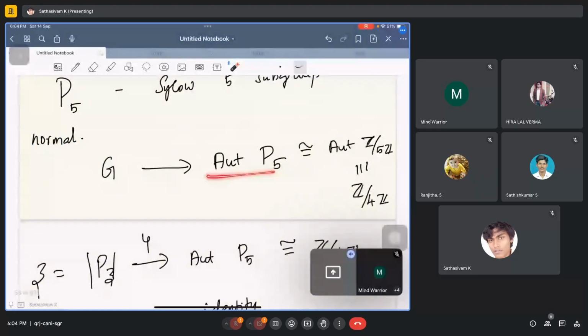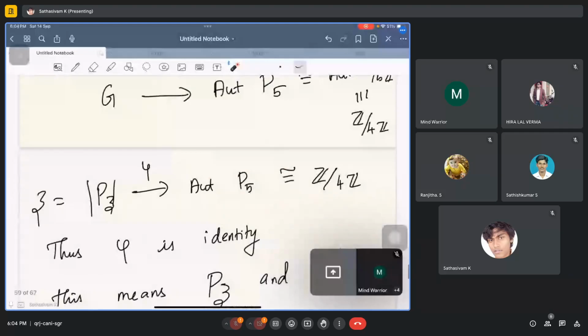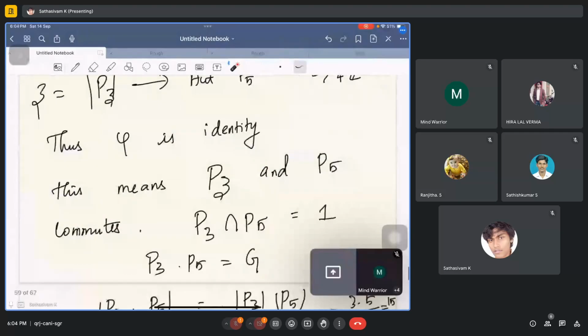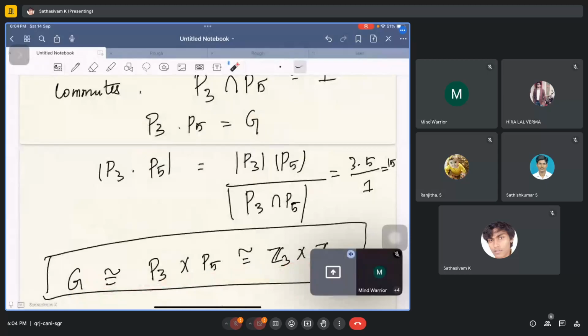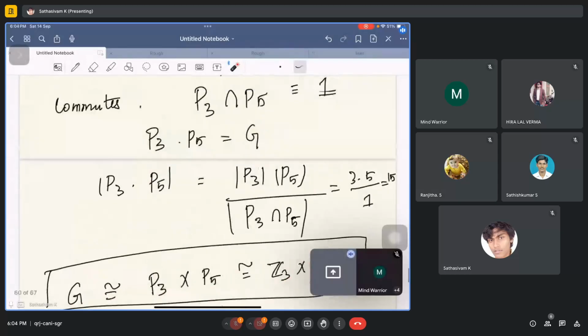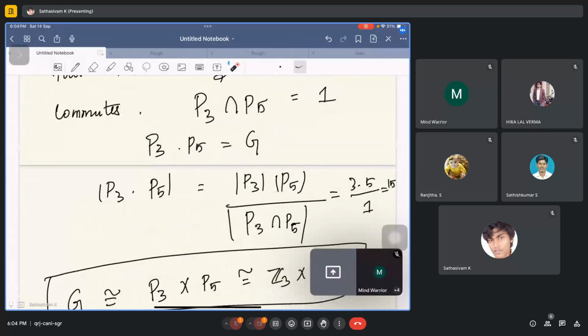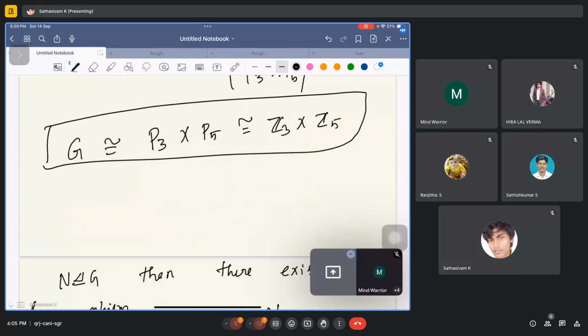That comes because, if you observe here, this map of P3 going to the automorphism of P5 is actually identity. Okay, from here to here, how do we get it? If you want, probably I can prove it. If you already know it, it's fine. Otherwise, maybe I can prove some general statement, from which it directly follows. Maybe I will write the general statement. You can keep it as an exercise.